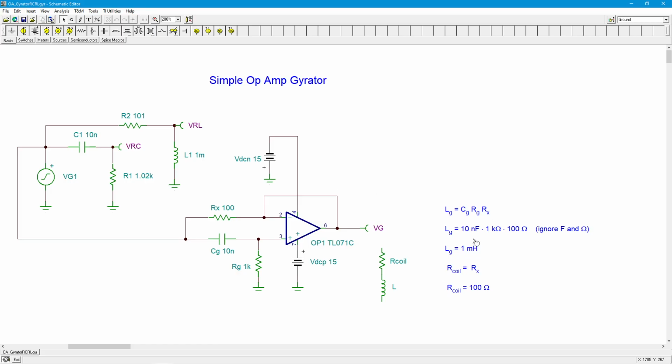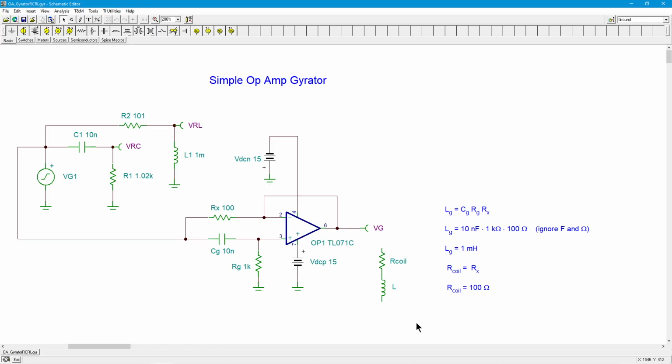So in the video, I just state, ignore the farads, the ohms, and the ohms, and you're going to get henries, right? So here we had 10 nanofarads times 1K. So you think 10 nano times 1K, that's going to get you a micro, and then times another 100 ohms, that's going to get you 1,000 micro or a milli. And sure enough, Lg over here works out to 1 millihenry, right? All right, so how do we in fact prove that farads times ohms gives us henries?